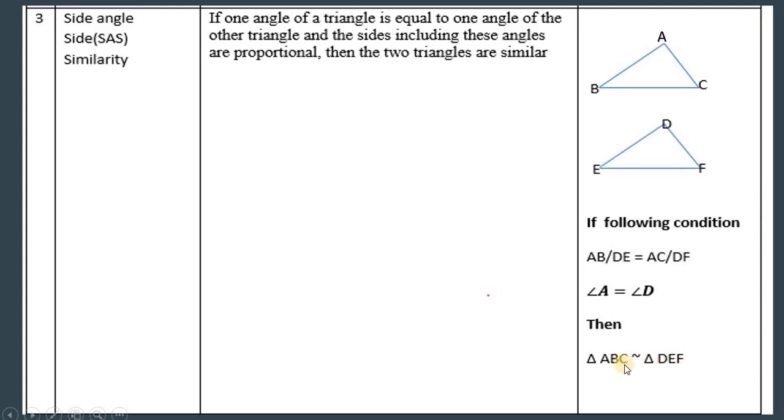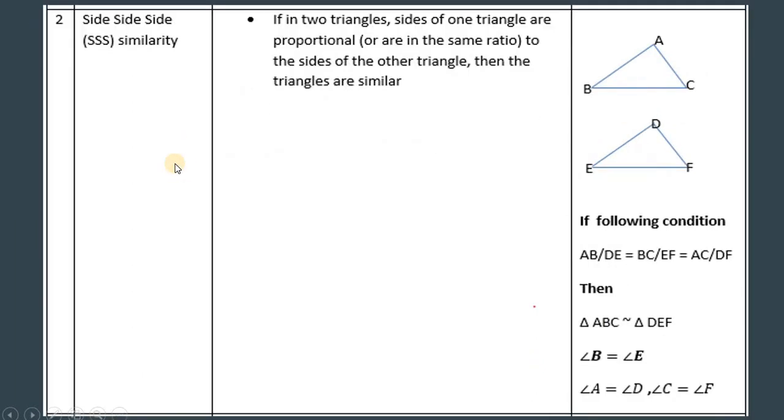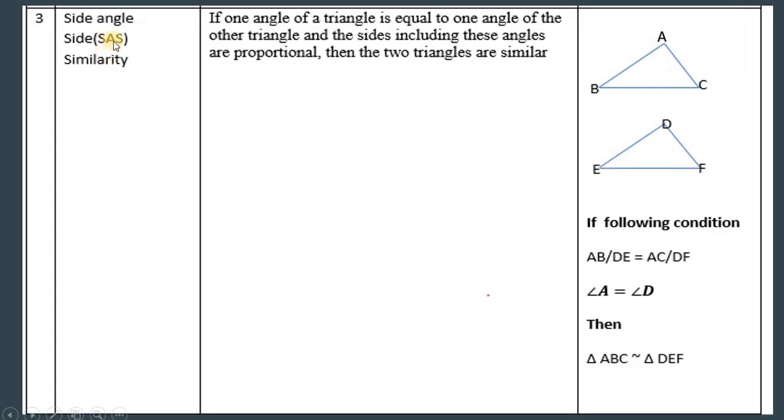So we have three criteria: first is angle angle, second is side, and third is side angle side. If any of these three criteria is followed in any two figures, then you can say that these two figures are similar to each other.